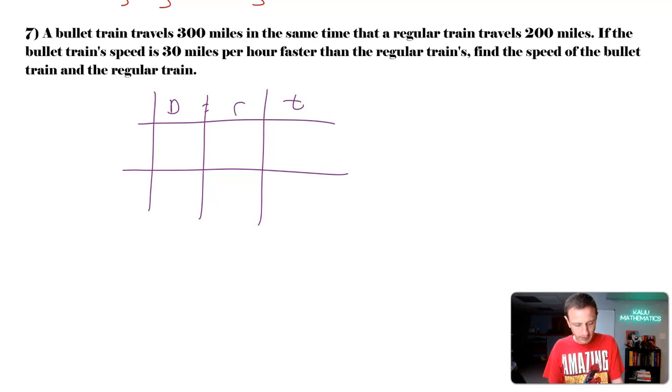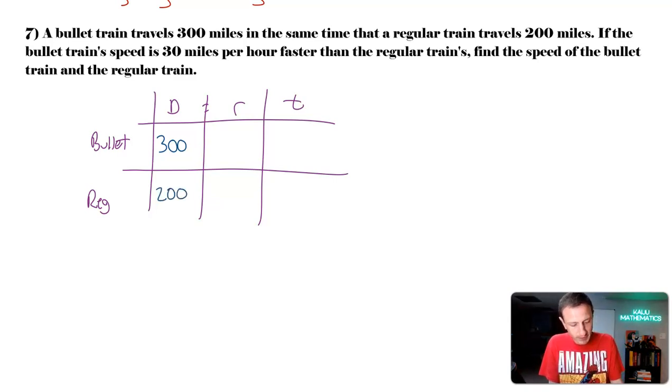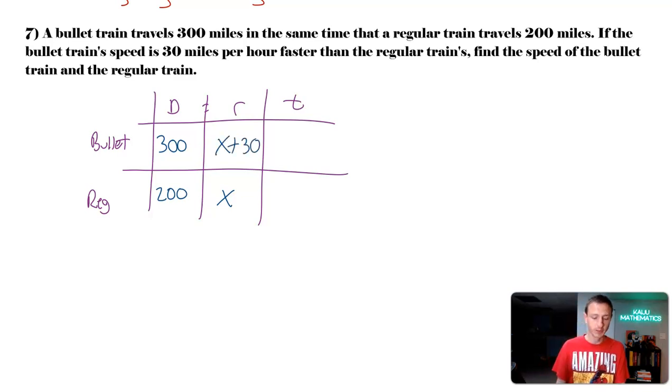We have a bullet train, and we have just a regular train. The bullet train travels 300 miles in the same amount of time that the regular train travels 200 miles. So the distance for the bullet train is 300 miles. The regular train goes 200 miles. The bullet train speed is 30 miles per hour faster than the regular train, so we don't know how fast the regular train is going. So we're going to call that x. The bullet train, though, is going x plus 30. It's going 30 miles per hour faster than the regular train.